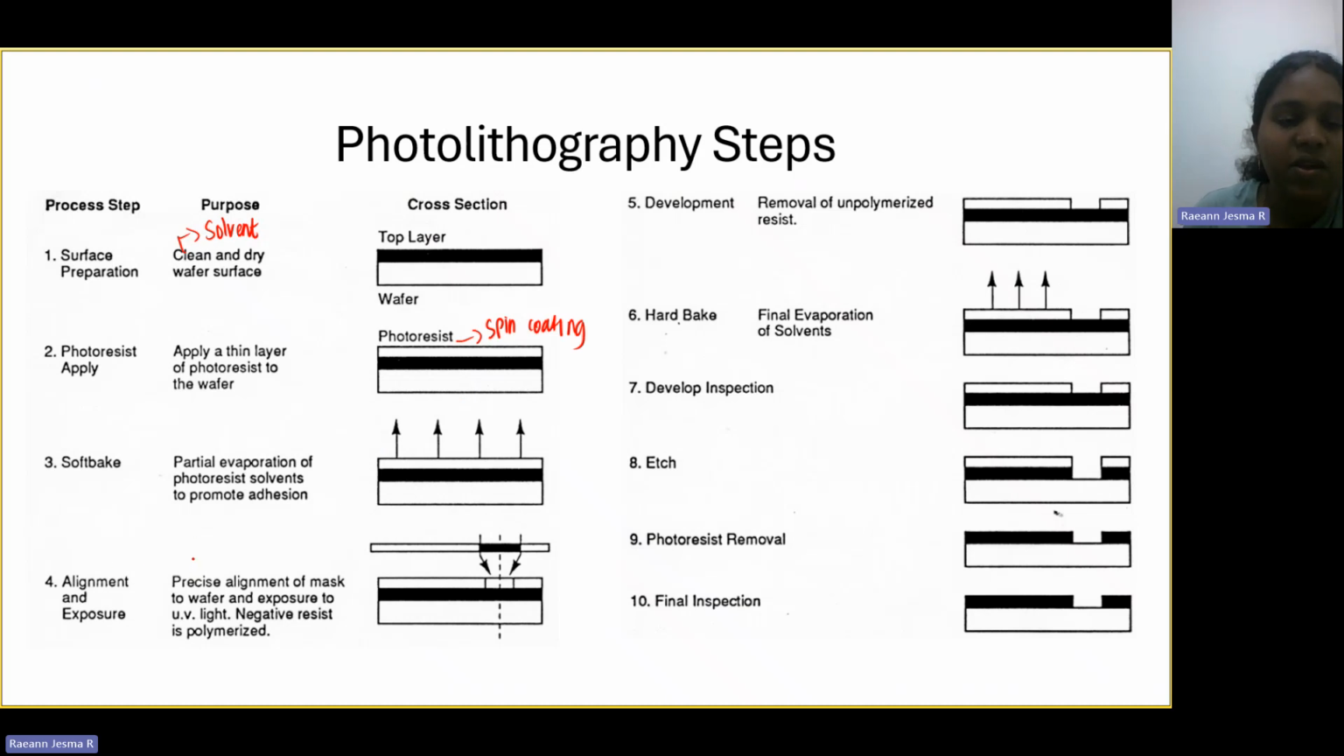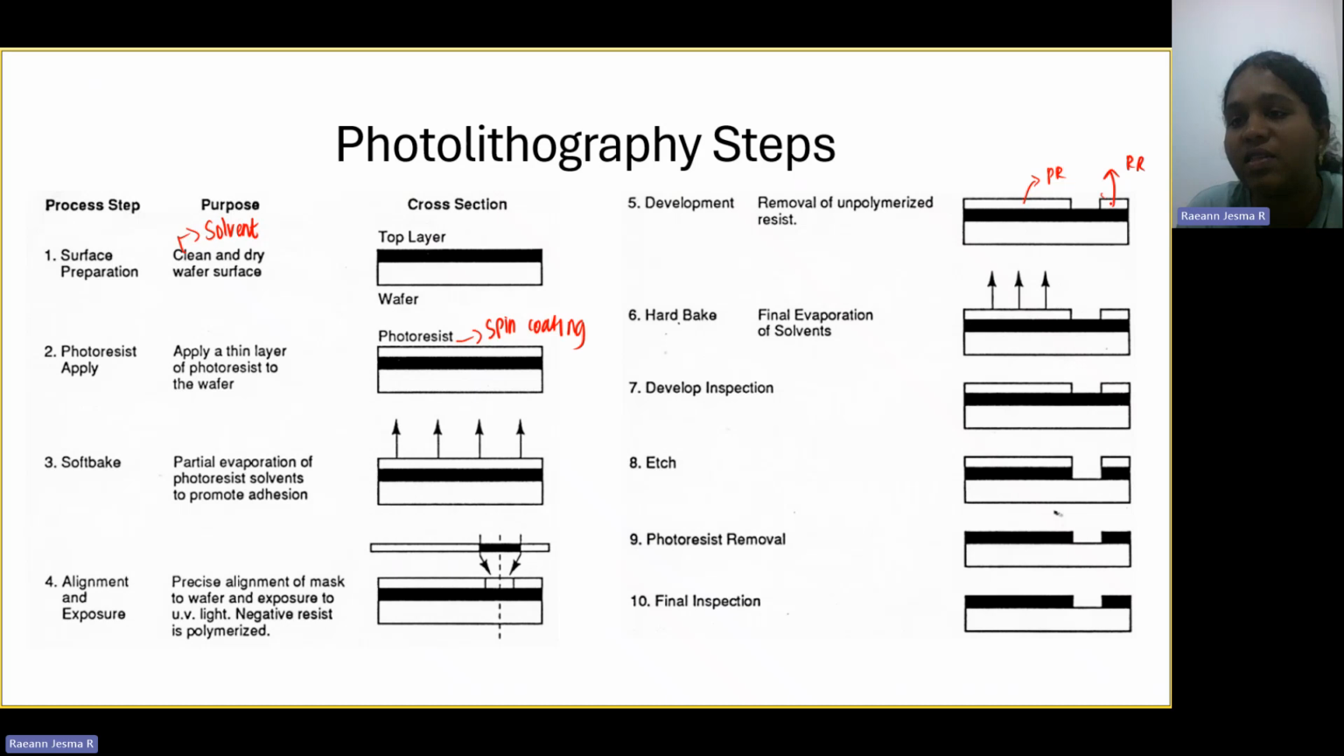Like I told before, if it is a positive resist and it is exposed, then in the developer it will get dissolved. Whereas negative photoresist will get polymerized. Then in the development, we will try to remove the unpolymerized photoresist. So in the development process, we will have some regions where photoresist is present, but there will be some regions where we can directly see the wafer surface.